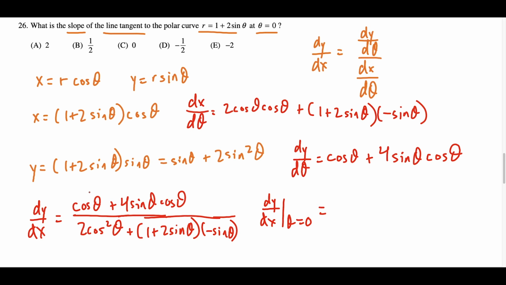So when we plug in 0, cosine of 0 is 1. So I'm going to have 1 plus, and 4 times sine of 0 is 0. So this whole piece just cancels out, and it gives me a 0. Over, and now I have 2 times cosine of 0 squared. And cosine of 0, once again, is 1. So I'd have 2 times 1 times 1 is 2. And now this looks like a nightmare to evaluate, but it's all being multiplied by negative sine of 0, which is 0. So this entire piece is just going to cancel out. So this whole thing is going to work out to 1/2. So 26 is choice B.